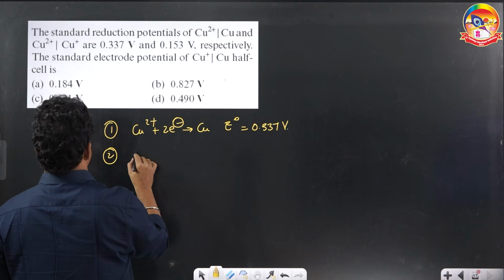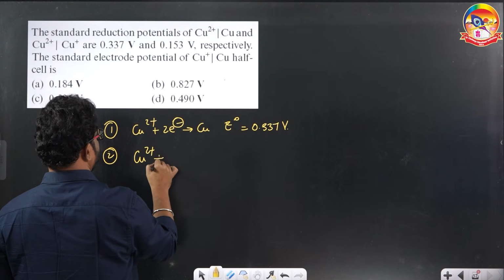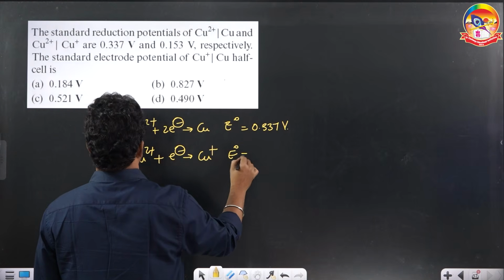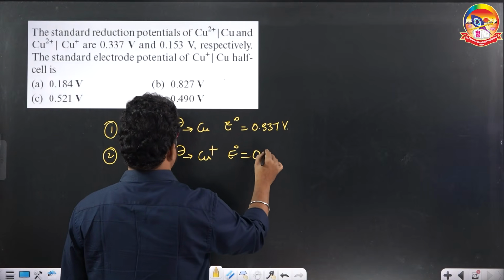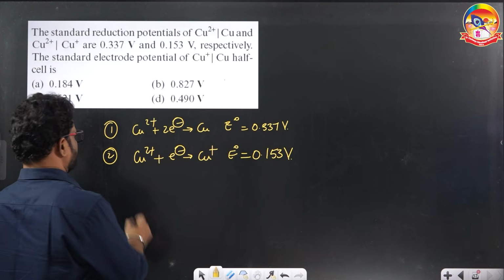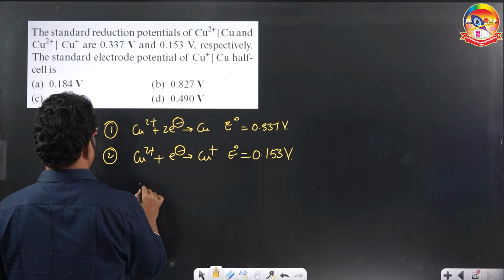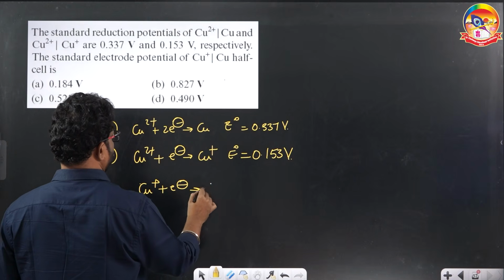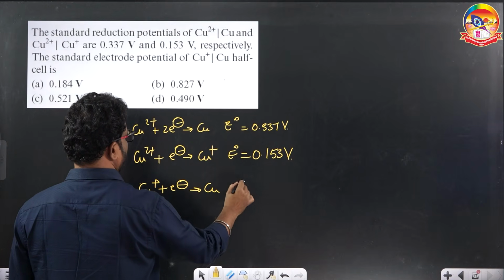Next, second one, Cu2+ to Cu+. E0 is 0.153 volts. Now the question is to find E0 for this particular reaction: Cu+ plus electron gives rise to Cu. What is E0 for this reaction?